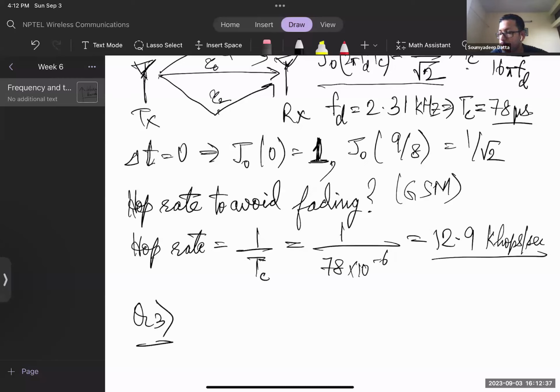The Doppler shift depends on the velocity of the vehicle, right? And the velocity of the vehicle follows a certain distribution, which is something like 2v e to the power minus, a Gaussian-like distribution.